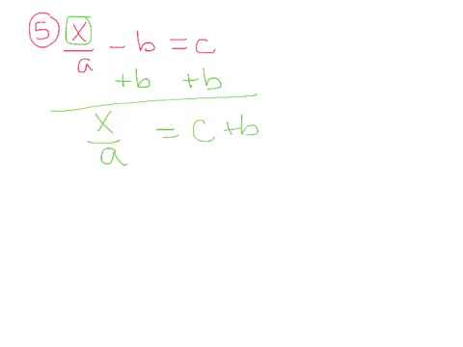Now remember that x over a is the same thing as x divided by a. In order to undo the dividing by a, we are going to multiply that x over a by a, and we also have to multiply the other side by a. So on your left-hand side, a times x over a is just going to give you x. The a's cancel out. On the right-hand side, actually, you can just leave it as a times c plus b.